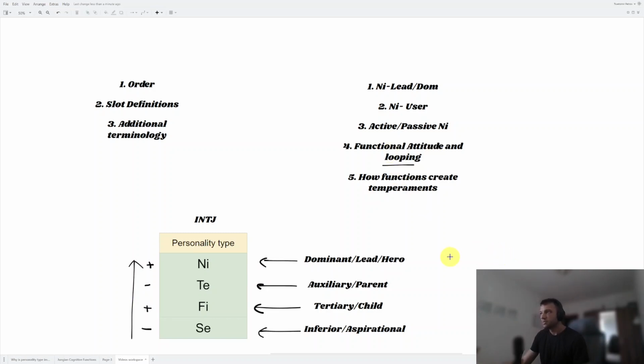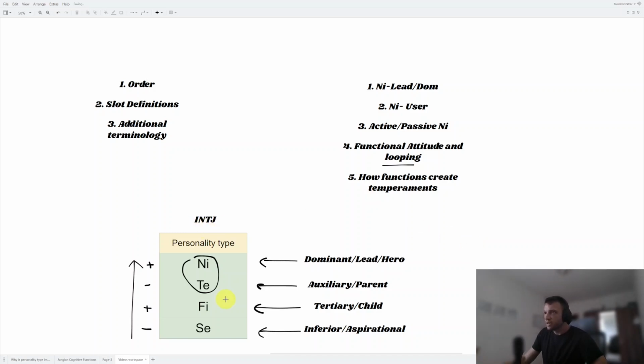And the last concept is about what temperaments are. If you look at the 16 personality site, they have defined temperaments in a specific way. They have grouped the types in a specific way, but we're going to group the types in a different way, which makes more sense in my opinion. How we're going to group the types is based on their top two slots. Whichever functions you have at the top two slots is going to define your temperament.